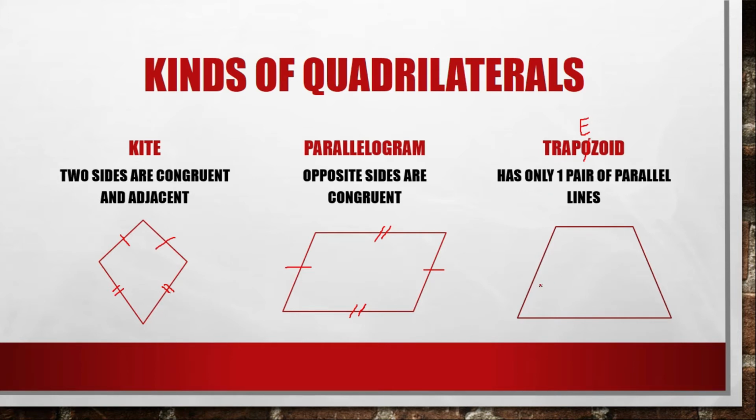If it is an isosceles trapezoid, then the legs are congruent. But if not, then they do not have the same length. And the base angles of an isosceles trapezoid are congruent also. But if it is not an isosceles trapezoid, then they do not have the same base angles.